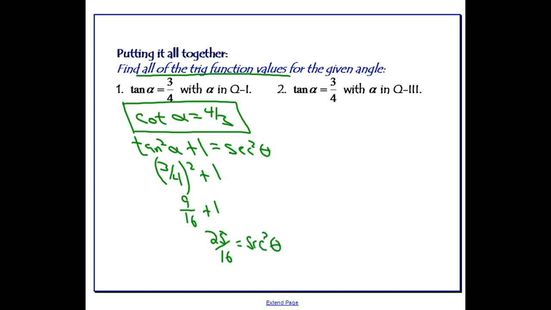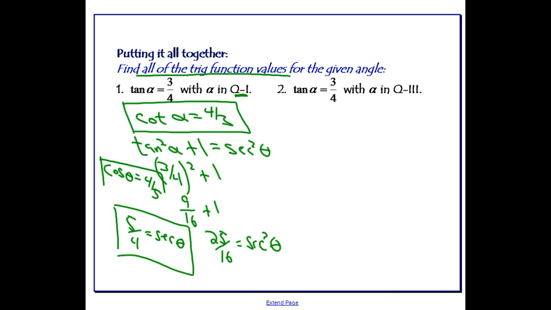Take the square root, and it looks like 5/4 is the secant. And again, I'm in quadrant 1, A Smart Trig Class, quadrant 1, everything is positive. So the secant is 5/4. 2 things done. But wait a minute, I just found the secant. Don't I know the reciprocal of the secant? The cosine? Cosine is 4/5, guys. We're getting there.